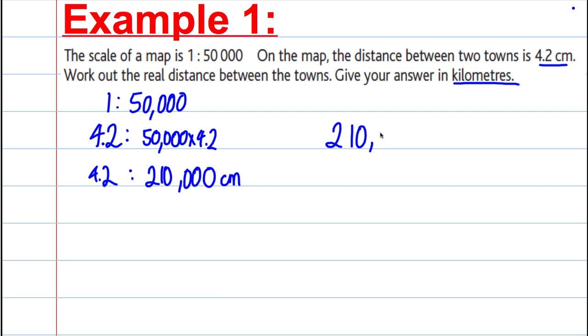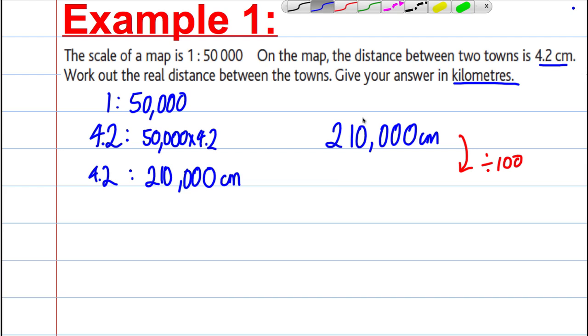So we've got 210,000 centimetres. Okay. If we divide this by 100 to get how many metres it is, it would be 2100.